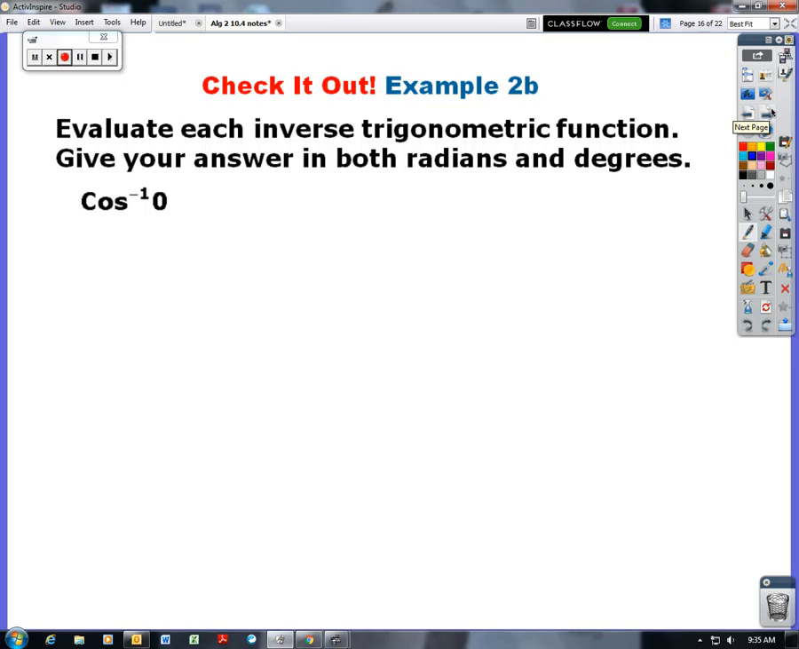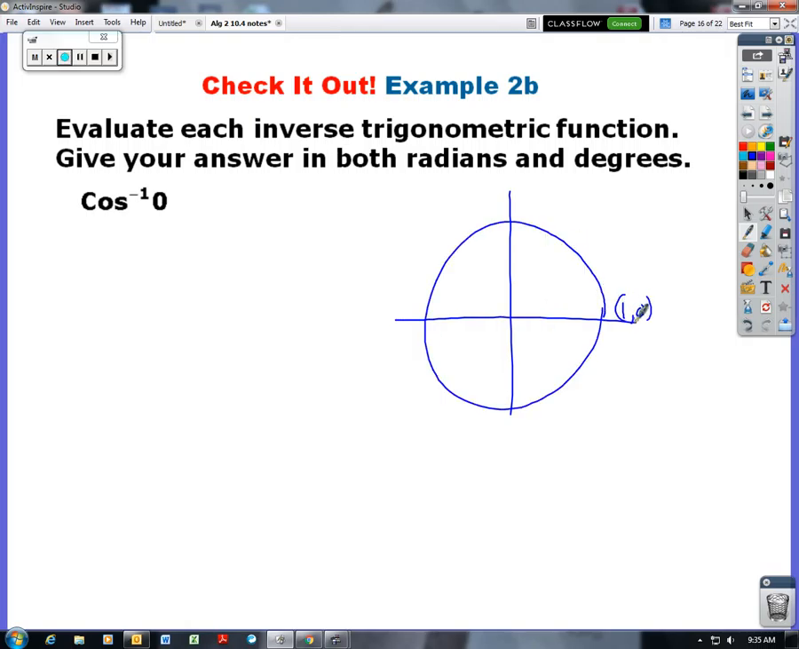Okay, evaluate each inverse trig function. So we're going to go back to a unit circle. Now I can tell that this is going to be one of the quadrant angles. So to save your time, I'm just going to put these on here. Of course, you have hopefully your unit circle there in front of you with everything.